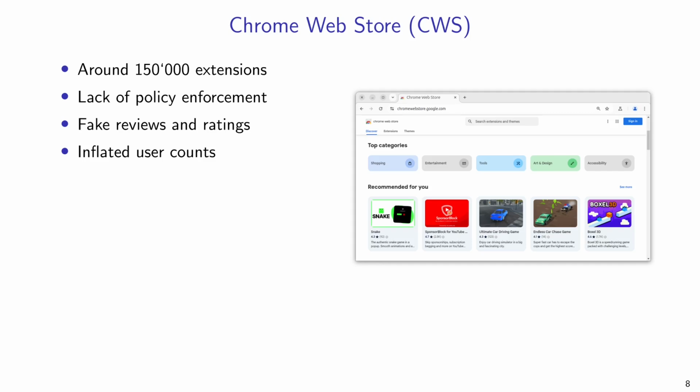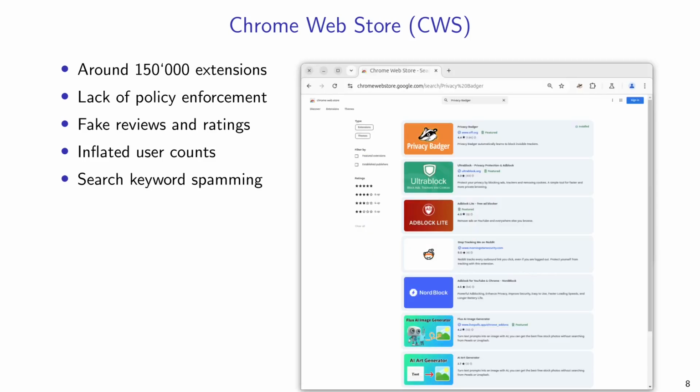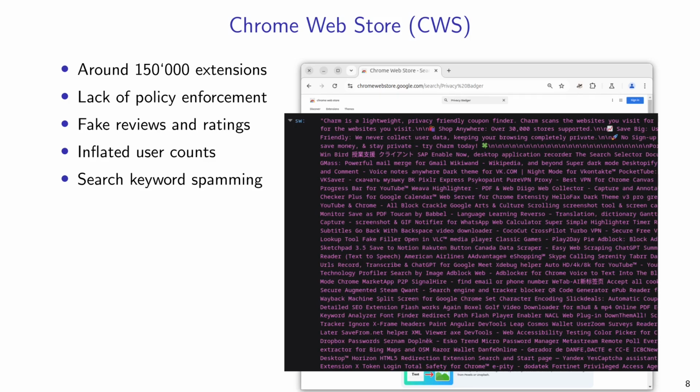Another way to influence search rankings is through keyword spamming. For instance, when searching for Privacy Badger, several unrelated extensions appear in the results. These extensions mention Privacy Badger in their descriptions, which is picked up by the search engine. And since this search is performed across different languages, some extensions add a list of keywords to the translations of their descriptions in less popular languages.